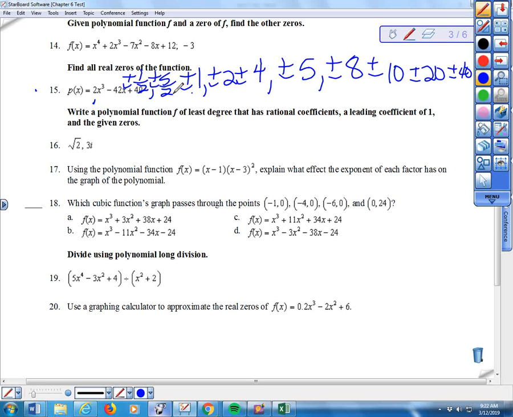So 2x cubed minus 42x squared plus, or is it x? 42x plus 40. And I graph it. And I need to get a window that's good here. Zoom.